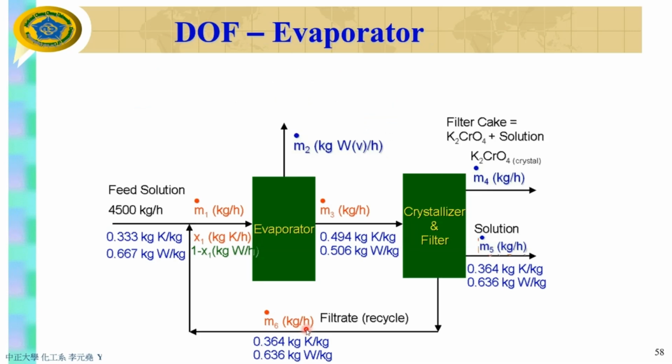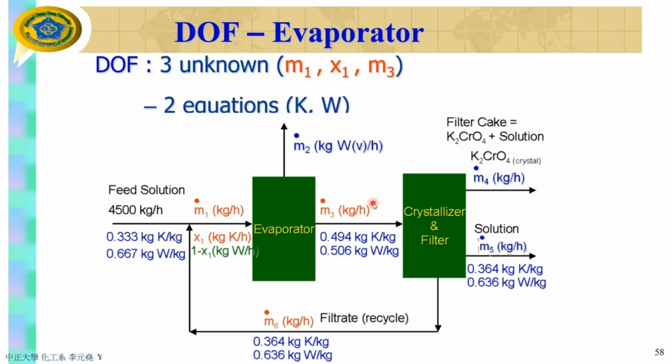Okay, so let's move to the evaporator. Obviously, as you can see, you have 3 unknowns, 1 input and 2 outputs, right? You have 3 unknowns. Unfortunately, you only have 2 equations. You cannot get these 3 unknowns using the single unit system of the evaporator. How about this one? Let's move to the next one.